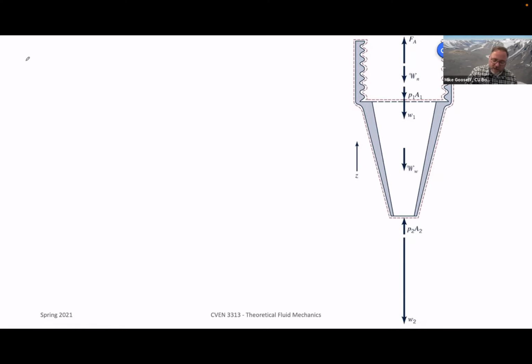Just to note, and by the way, this is all written out in your book, so you can go check that out. But W_W, the weight of the water, comes out to be 2.84 times 10 to the minus 6. Oh, sorry, that was the volume. Sorry, this should be 0.0278 newtons. So that's a pretty small value.